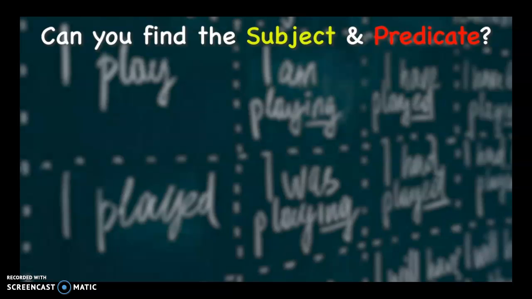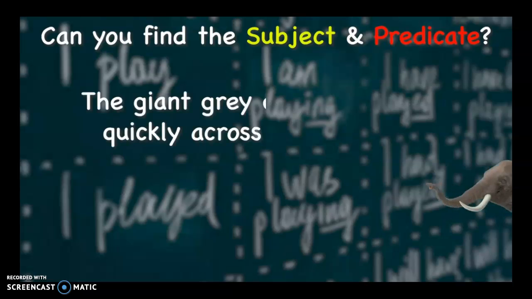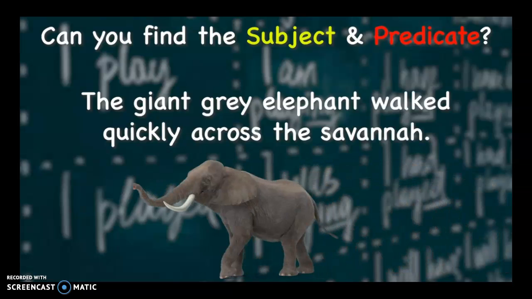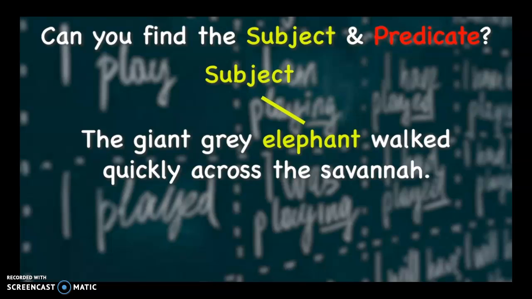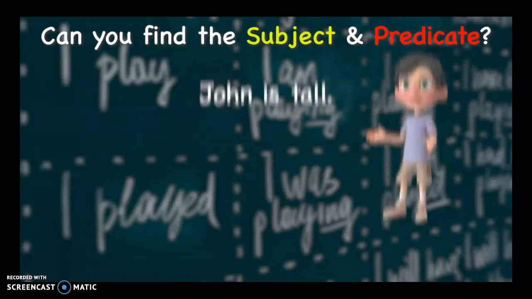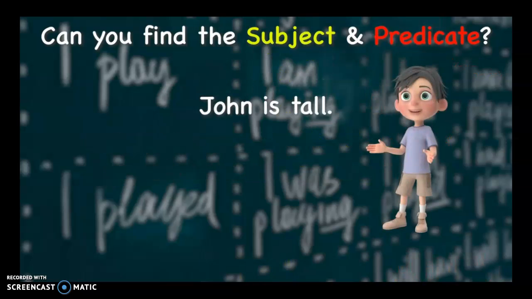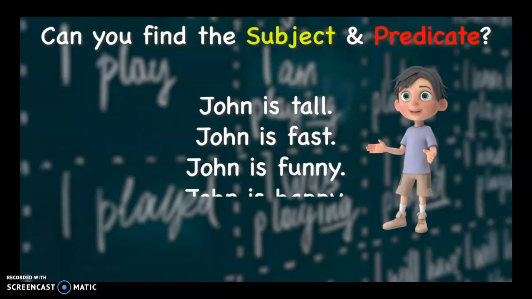Take a look at this sentence and see if you can spot the subject and predicate. The giant gray elephant walked quickly across the savannah. Yep, you got it. The subject is elephant and the predicate or verb is walked. John is tall. John is fast. John is funny. John is happy. You guessed it right again. John is the subject in all those sentences, and the predicate is the word is.